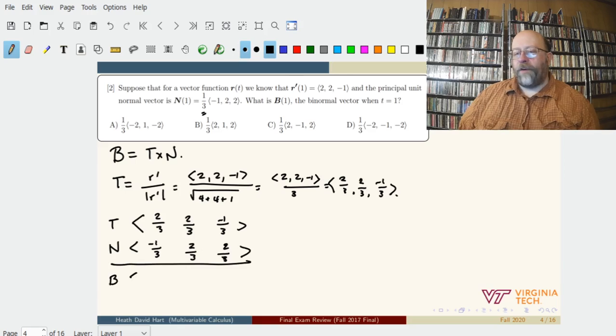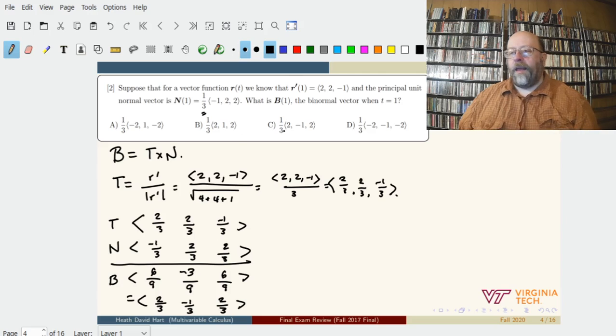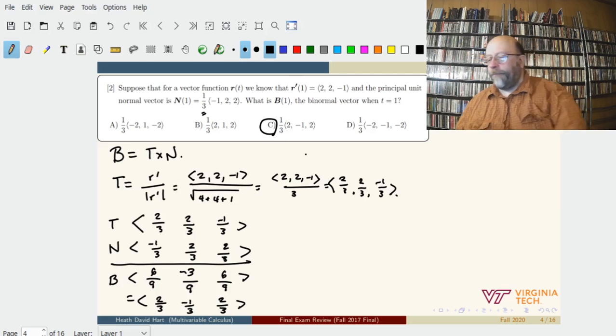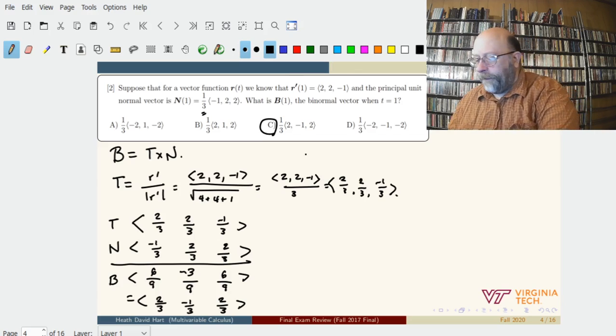And so the binormal vector is the cross product of these. That's got to be 4/9 minus negative 2/9, which is 6/9. And then 4/9 minus 1/9 is 3/9, but we change the sign and make it negative 3/9. And then 4/9 minus a negative 2/9 is 6/9 again. And this reduces to 2/3, negative 1/3, and 2/3. And again, all of the answer choices have the 1/3 factor out in front. So we want 2, negative 1, and 2 in the center, and that looks like choice C. All right. So let's keep going.